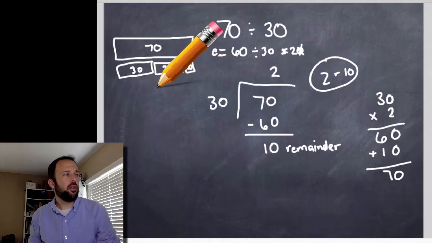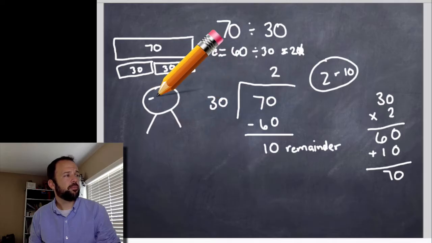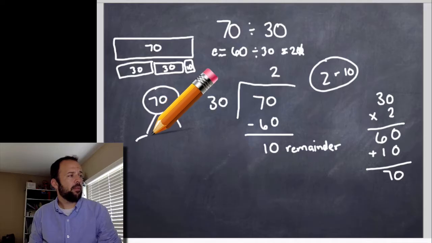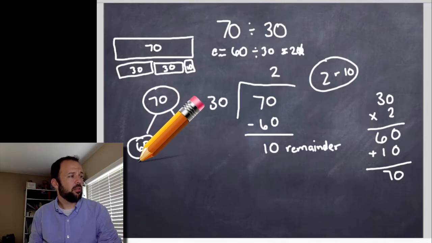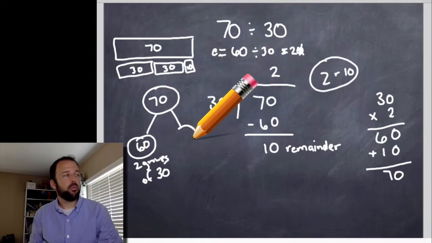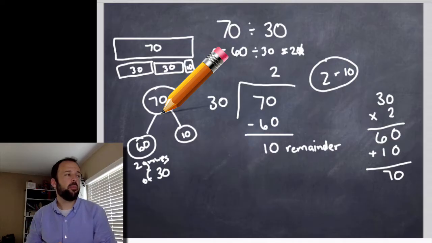Another way is to think of it in a number bond, okay? So if I had that 70, and I broke it up, I would have my two groups of 30, which would be 60, okay? These are two groups of 30. And then this part over here would be our remainder of 10. So 60 plus 10 would give us 70, okay? We broke that number 70 apart into those different groups. So just different ways to represent the same thing, so you can see what's going on, all right?